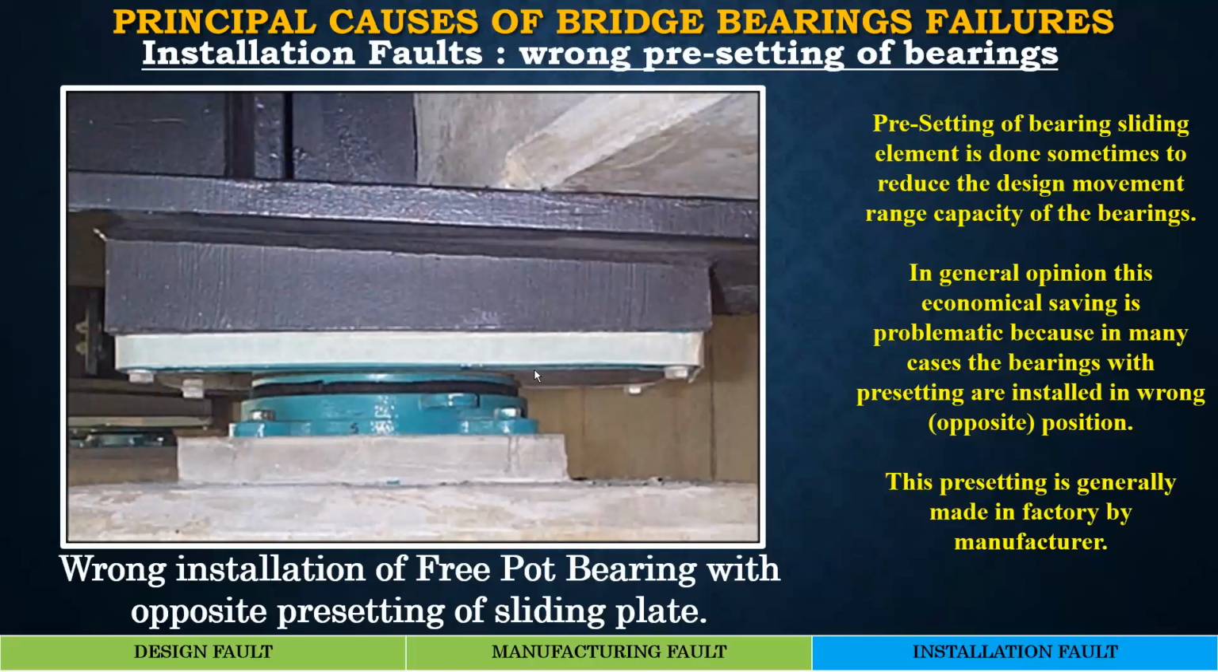Now, the risk of pre-setting is that, if the installation is done improperly, then it can play havoc. As an example, you can see here this is a pre-set bearing, where you can see the top plate has a very large allowance here and a small allowance here, and actually this should have been done the other way around. That means this large gap should have been here and the small gap should have been here, because this is the inward side. So such a mistake in installation can cause havoc.